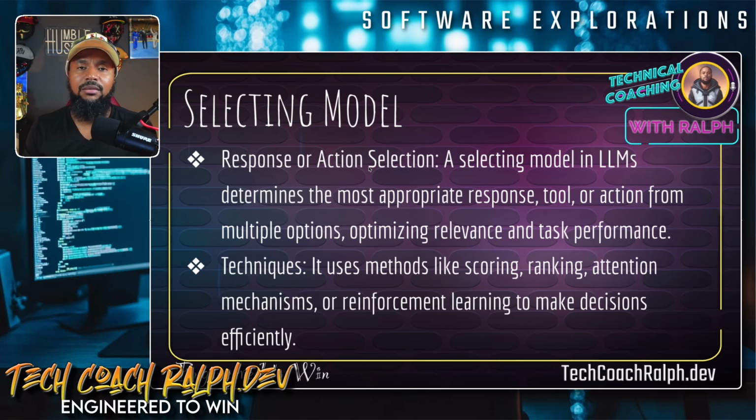Okay, what about the selecting model? So a selecting model is a response or action selection. A selecting model in large language models determines the most appropriate response, tool, or action from multiple options, optimizing relevance and task performance. Techniques: it uses methods like scoring, ranking, attention mechanisms, or reinforcement learning to make decisions efficiently.